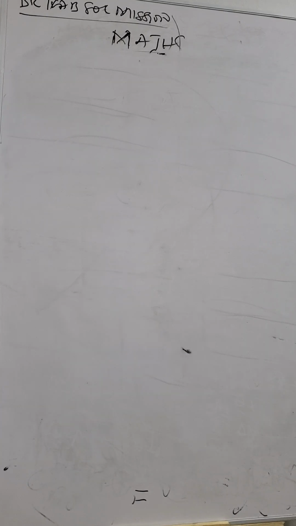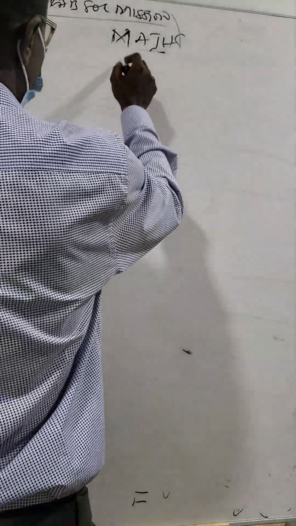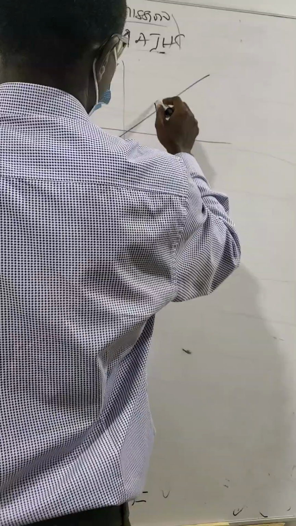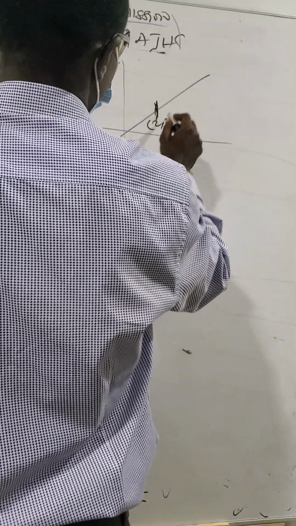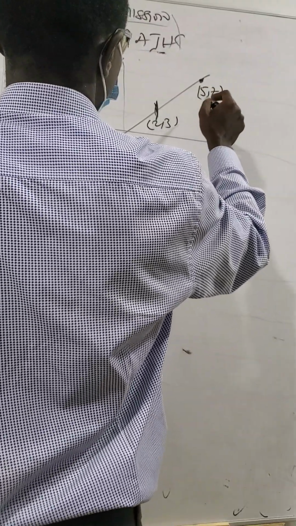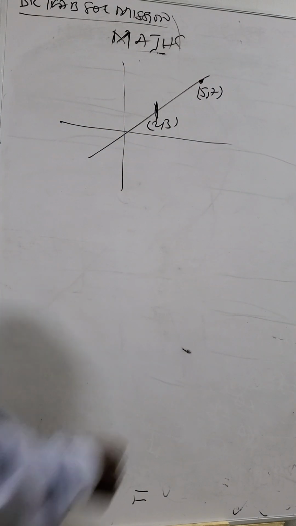Now let's look at where a line is dividing another line. Let's say like the one we did, we have this line, with coordinates here 2, 3 and coordinates here 5, 7. Let's say this is a line. Okay, now there's a point here.